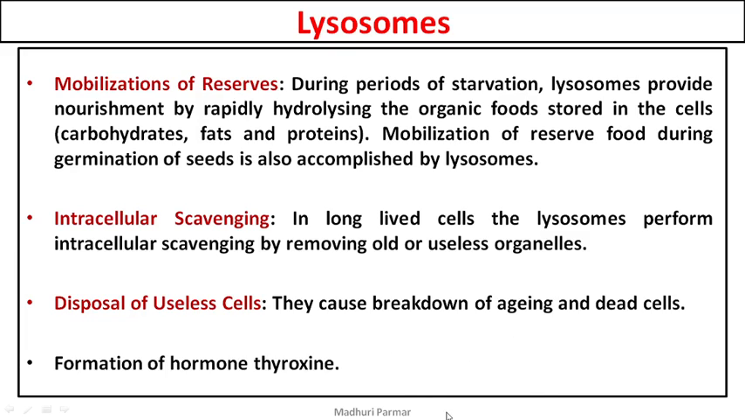Formation of hormone thyroxine. When thyroxine or T3, T4 hormone, okay, is synthesized in your thyroid gland, there is a protein called thyroglobulin on which these modifications occur and the thyroxine molecules are synthesized. So to separate the thyroxine from the thyroglobulin protein, lysosomes are required. Okay, so that is why it is said formation of hormone thyroxine. If you can remember this, good. If not, it's okay. Right?